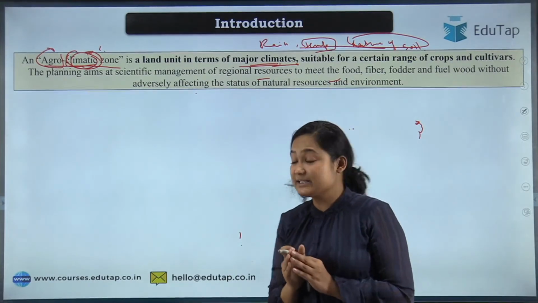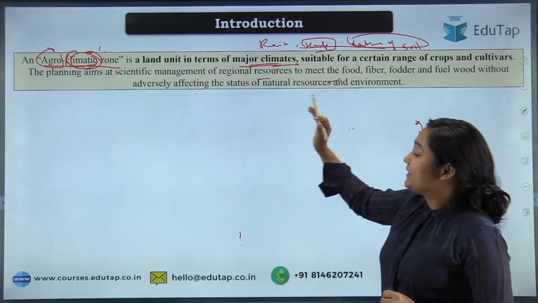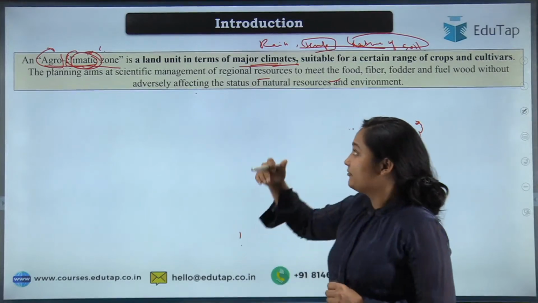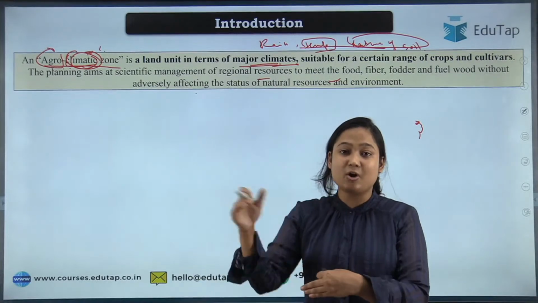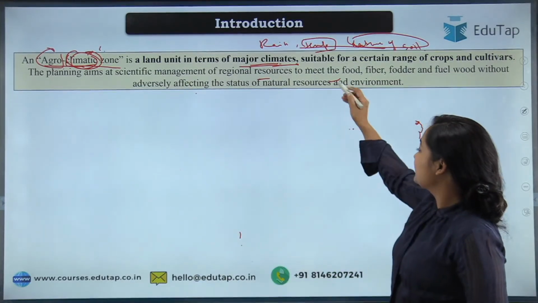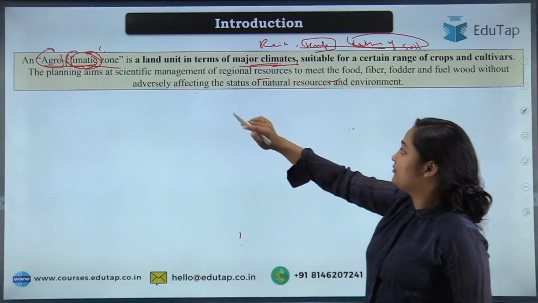So I think that is clear. No, manure can't be your agroclimatic factor. Why? Because manure is something that you add. That is not already present. So I hope that clears the confusion if you have any.